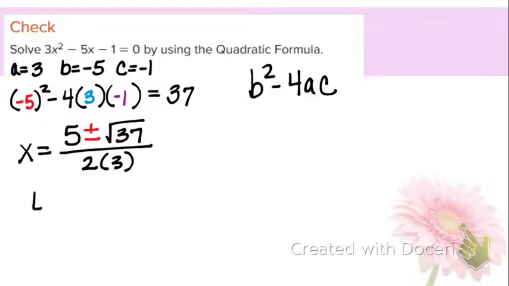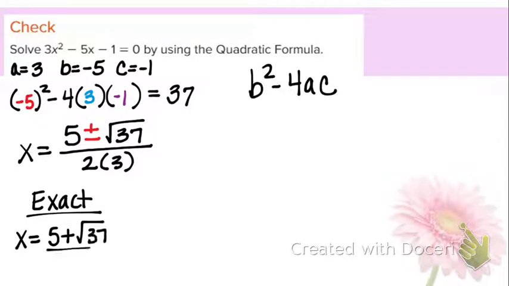So your exact answer, your first exact answer is x equals 5 plus the square root of 37 divided by 6. And your second answer is x equals 5 minus the square root of 37 divided by 6. So that's your exact answer.